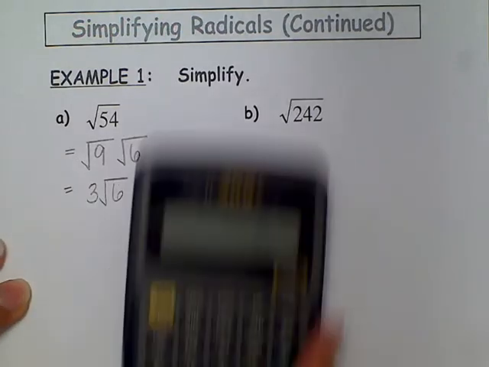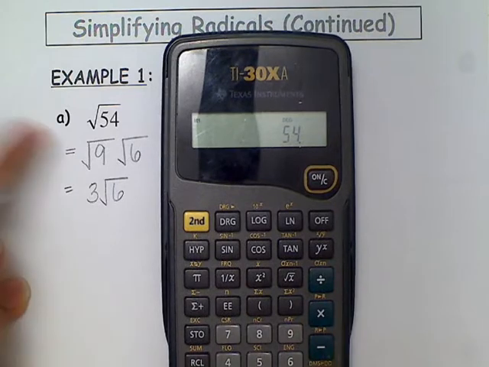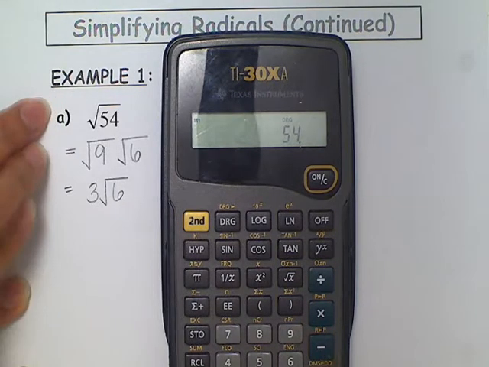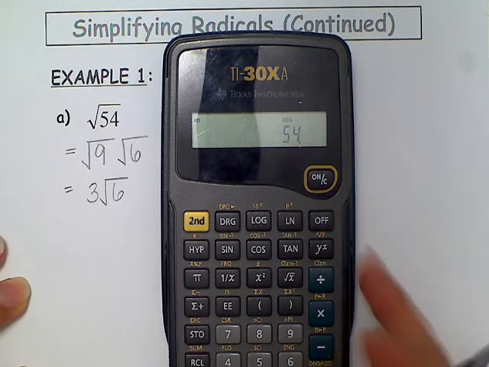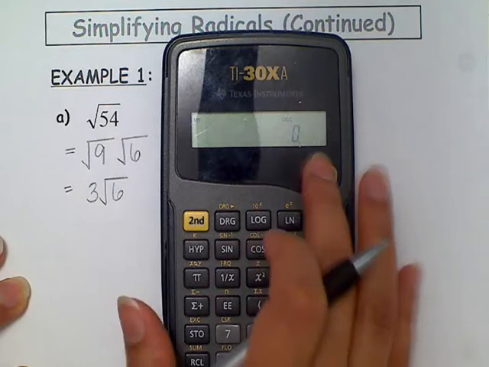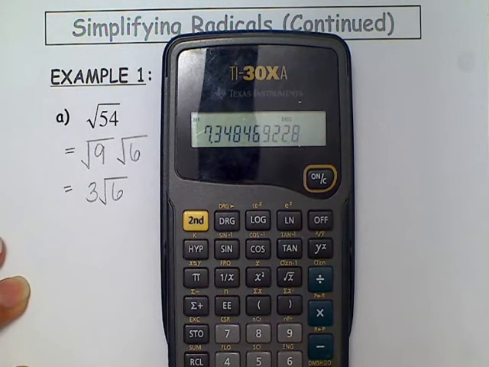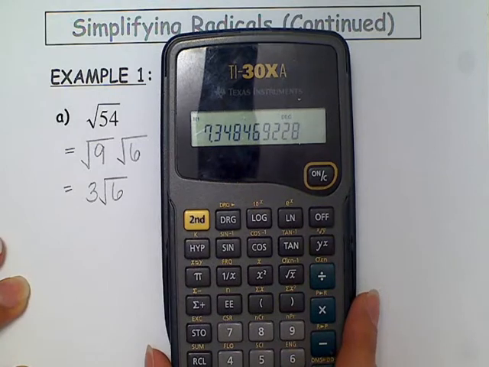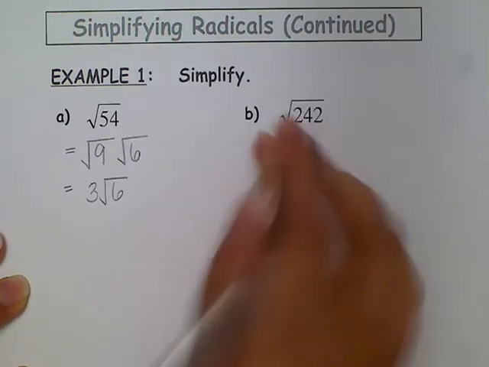Okay, just to check to make sure your calculation is correct, what I can do is evaluate this on the calculator, and the answer I get for the square root of 54 should be the same as the answer of 3 times the square root of 6. Okay, so square root of 54 is about 7.348, and 3 times the square root of 6 is also about 7.348. So I know I did it correctly. Okay, let's take a look at the next one.